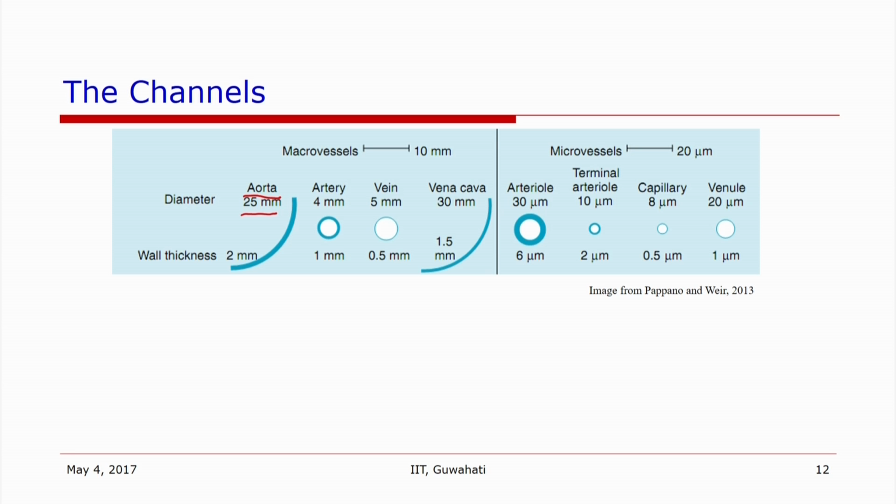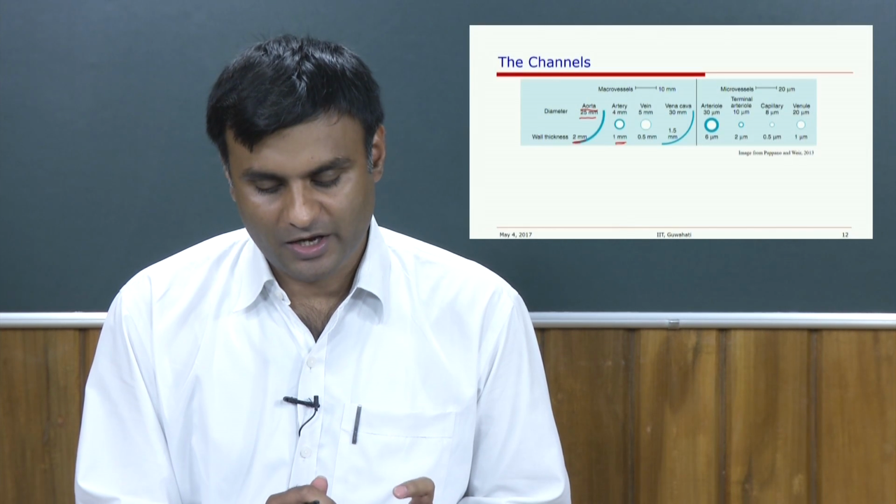So, the walls of the arteries are thicker. The thickness of the aorta is typically about 2 mm, and then the thickness of the arteries decreases to 1 mm. All these numbers which are given are just an indication of the size, an order of magnitude, because the size of the arteries can vary significantly, say from a few mm to about 10 mm.